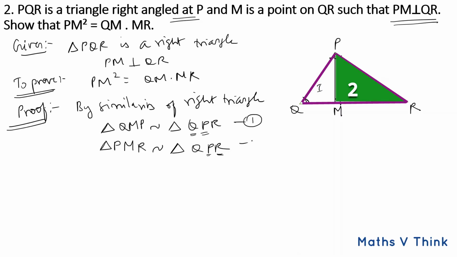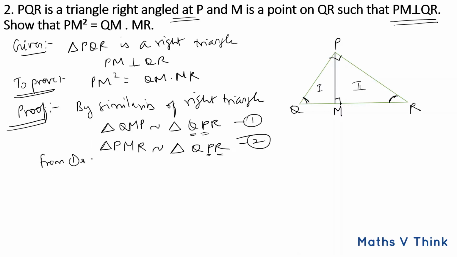So let this be 1 and this be 2. From 1 and 2, can I tell triangle QMP is similar to triangle PMR? Why? Because on the right-hand side, triangle QPR is common. So can I tell their left triangles will be similar? That is, triangle QMP is similar to triangle PMR. While naming the triangles, you should be very careful. When you name the triangles perfectly, you will get a perfect answer.